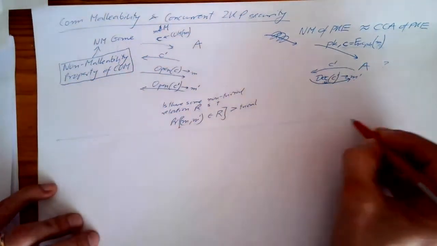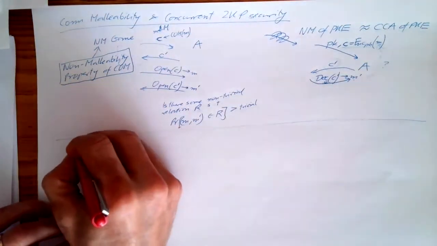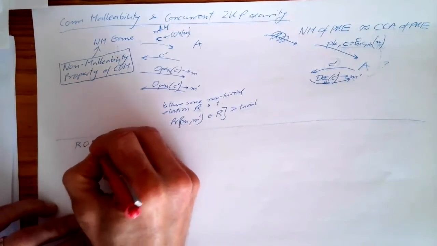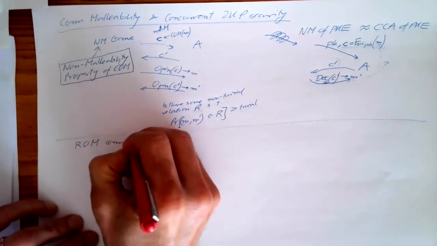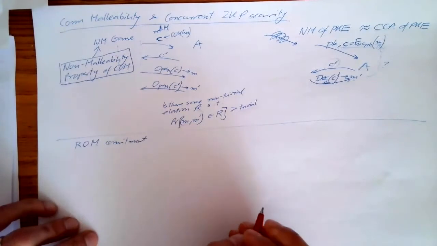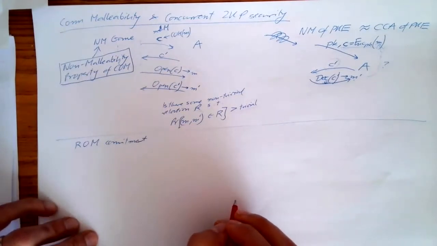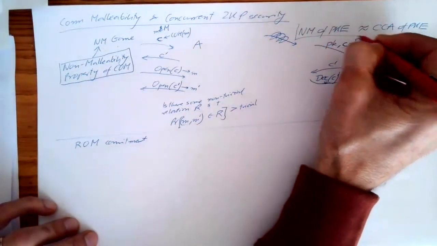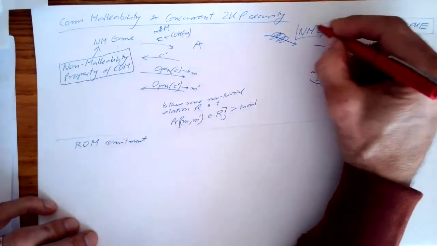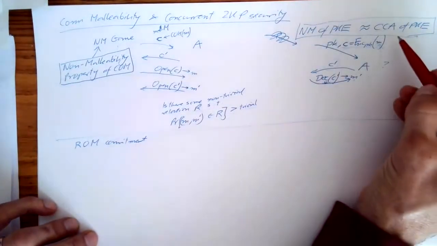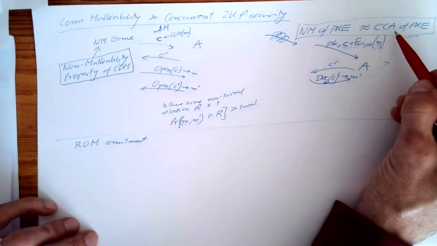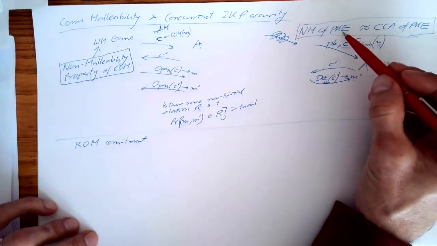Now, why is this? So the random oracle model commitment. Professor? Yes. So this equivalence with CCA and non-malleability would be in the case that we already have CPA, right? No. What do you mean? I mean, if you have a CPA encryption, then non-malleability is equivalent to CCA. But is that more general? It's always true?